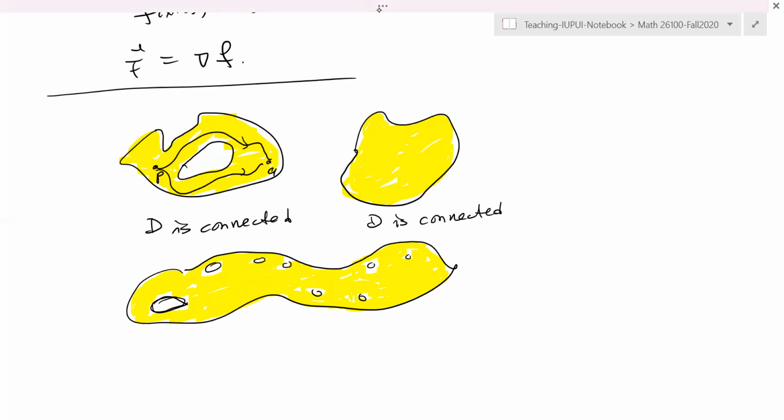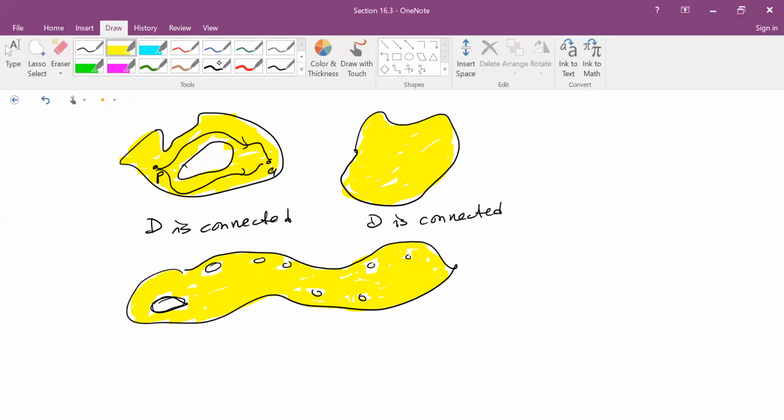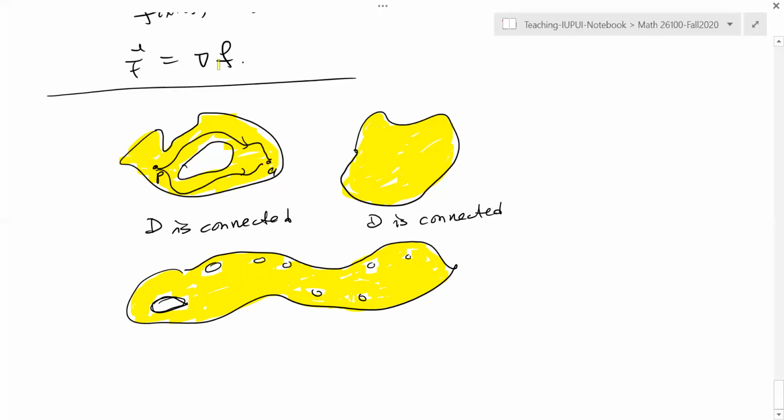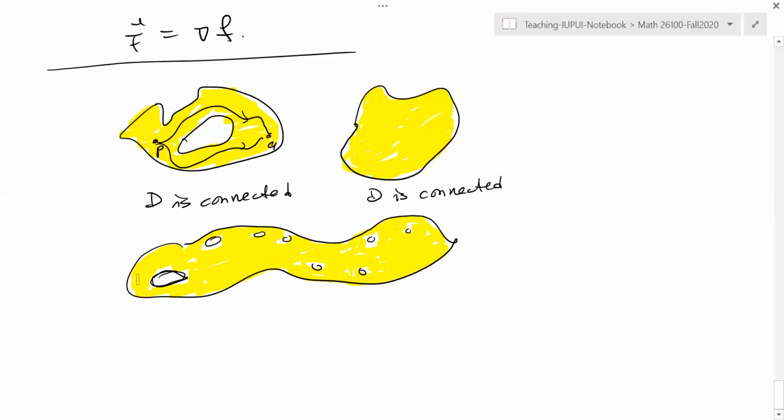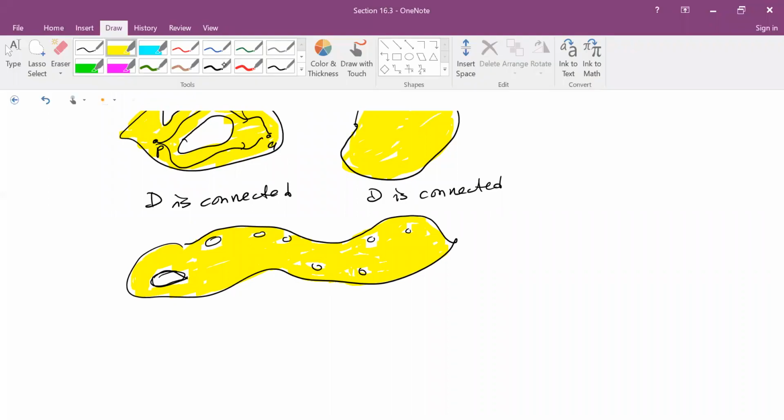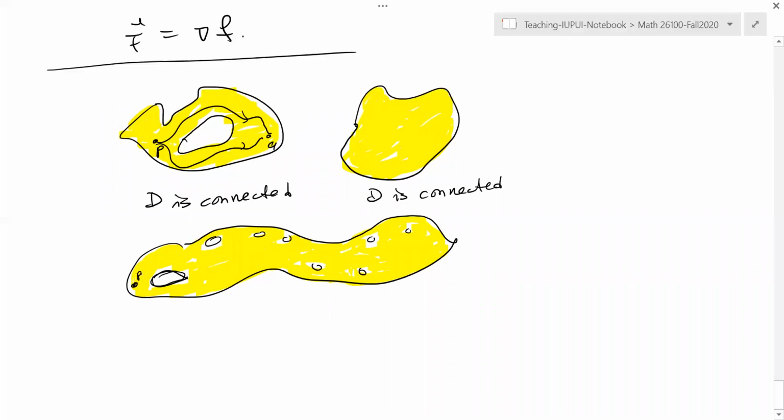Now, simply connected means, this is still connected. For any two points here, I put a point P here and another point Q far away. I can go from here, I can go from here, I can go like that. So it's connected, right? There's always a path you can go through.